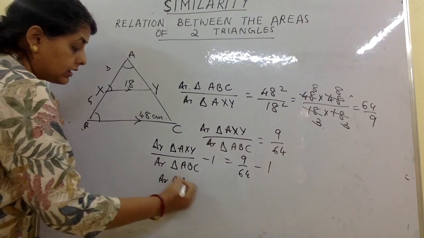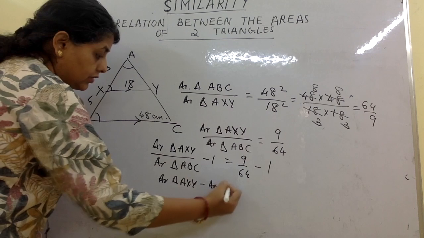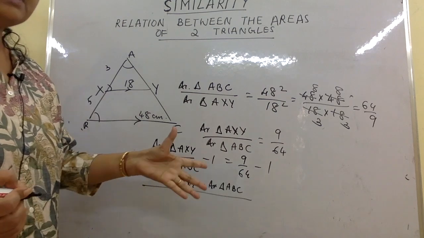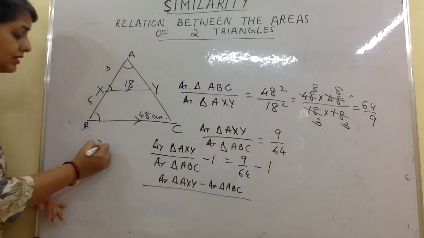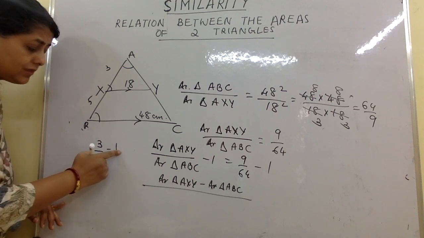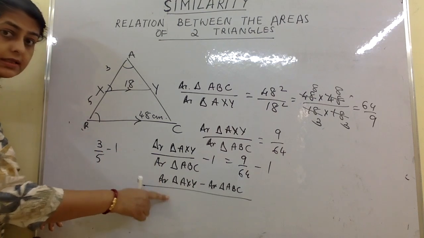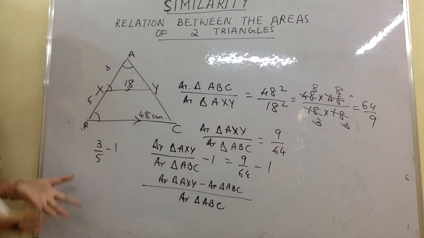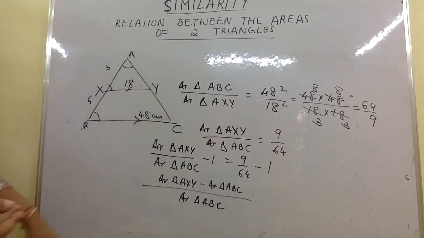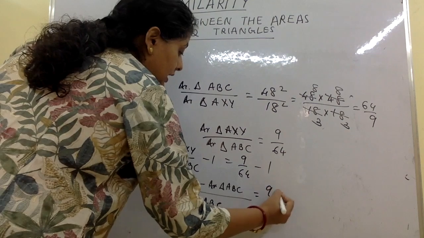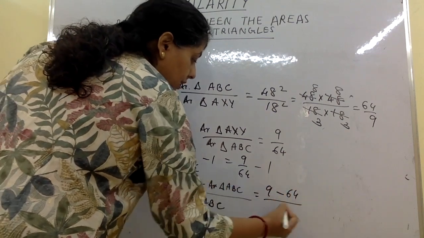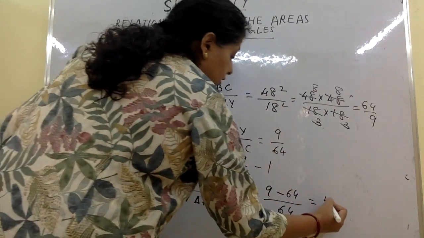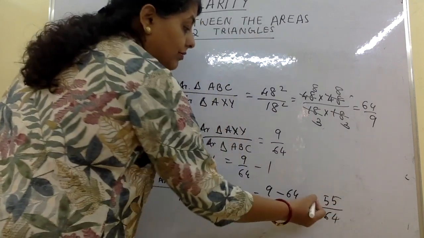Area of triangle AXY minus area of triangle ABC. Okay, now if you are not able to understand this, had they been just numbers, had it been 3 by 5 minus 1, I would have taken the 5 up here and this number would only have been the LCM. So that only we are doing, but since we don't have the values, we have to work like this. Now that is equal to here 9 minus this is 64 by 64, which is equal to how much? 9 minus 64, that is 55. So 55 by 64, but then minus.